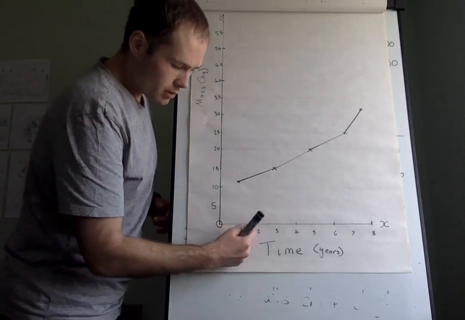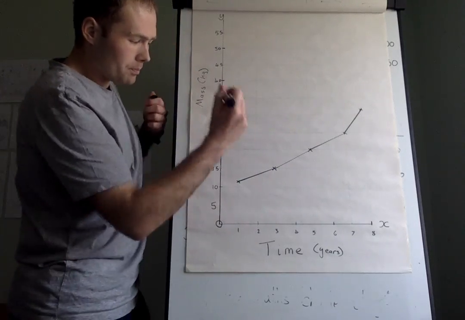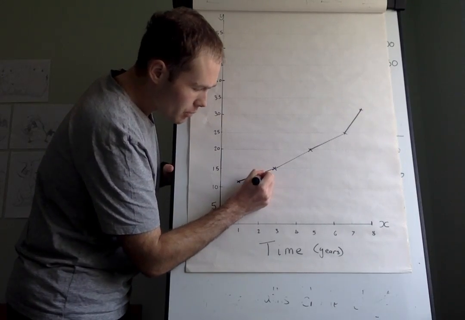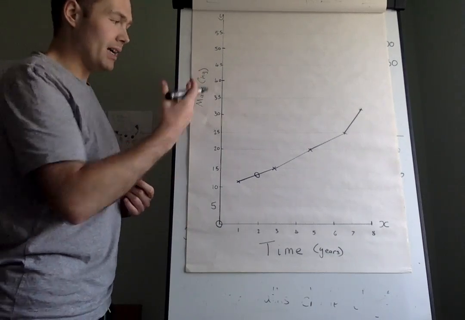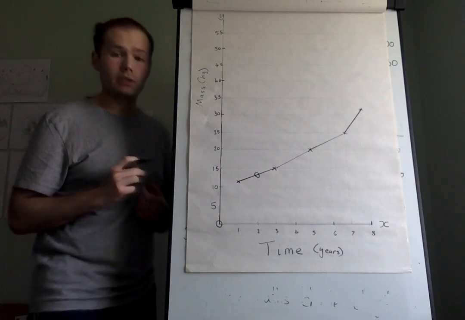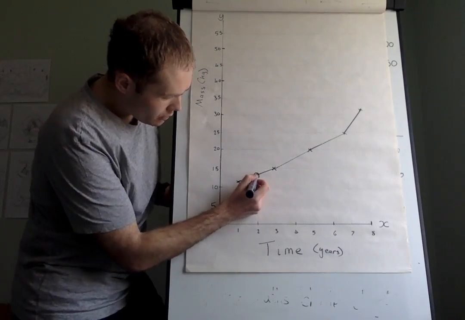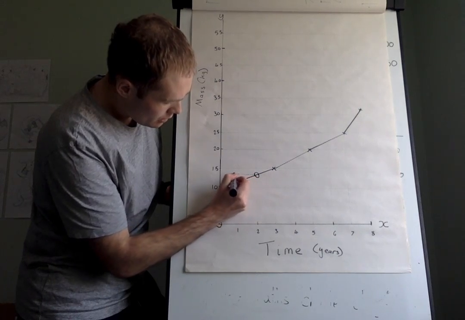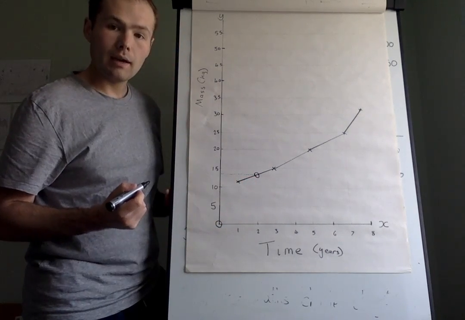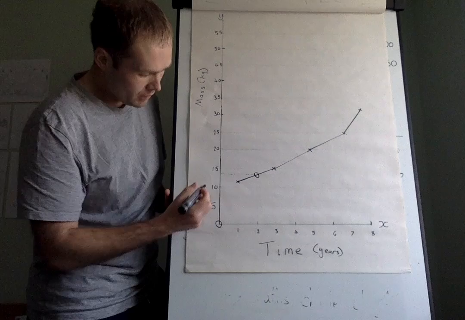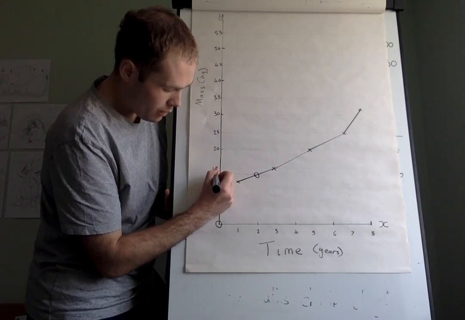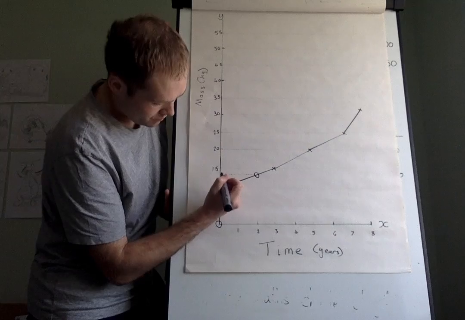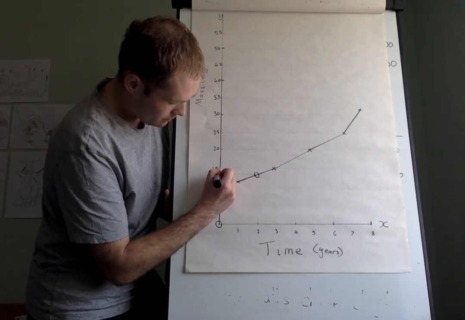So if we read across to 2 and then up, this point here is in theory how much mass David had at 2 years old. And then we read across to our y-axis, and we can see that that is approximately 13 or 14 kilograms. So I'm going to put 14.